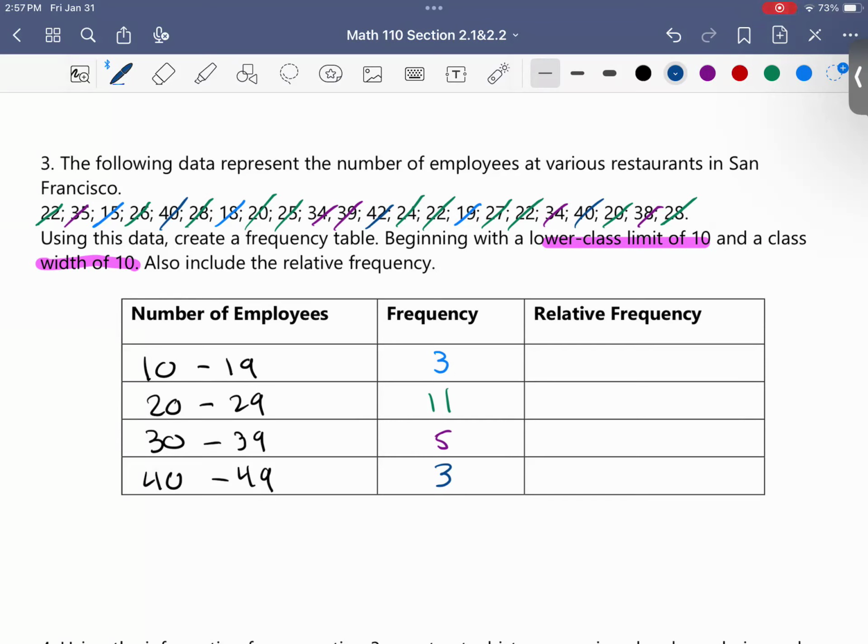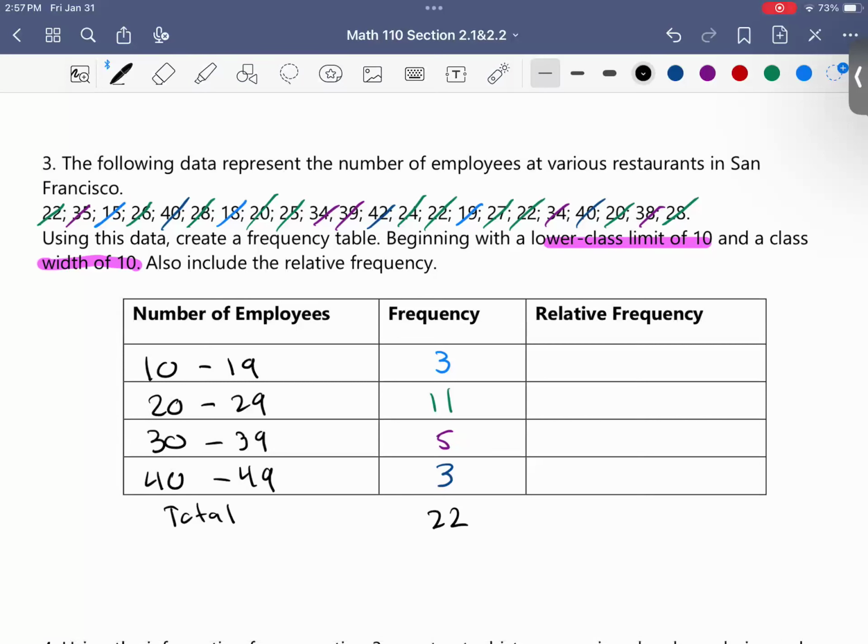Okay, so relative frequency, recall that relative frequency is just the frequency divided by the total number of values. So we need to get the total number of values, but that's pretty straightforward. I'll say total, and we're going to add up our frequencies, our total number of employees. So 3 plus 11 plus 5 plus 3 is going to be 22. So for our relative frequency, it would be 3 divided by 22, 11 divided by 22, 5 divided by 22, and 3 divided by 22.